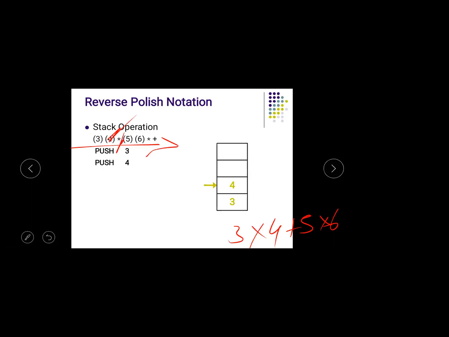Then star is the operator. The multiplication is performed between 3 and 4, and 3 and 4 are popped, meaning removed, and the result replaces the lower operand. The lower operand is 3, so the 12 replaces the lower operand. Okay, this is multiplication. Then again 5 is an operand. Push 5. Again push 6.